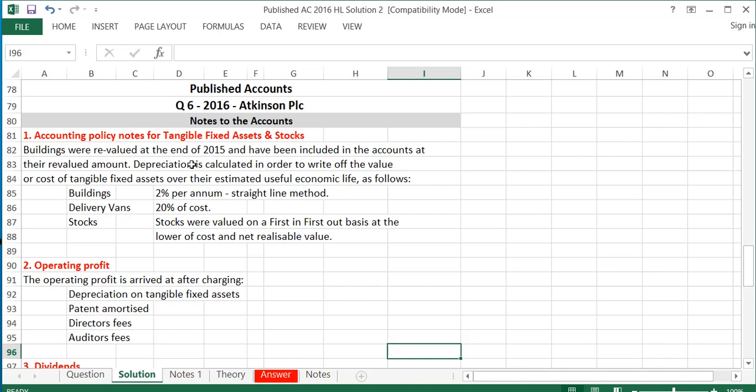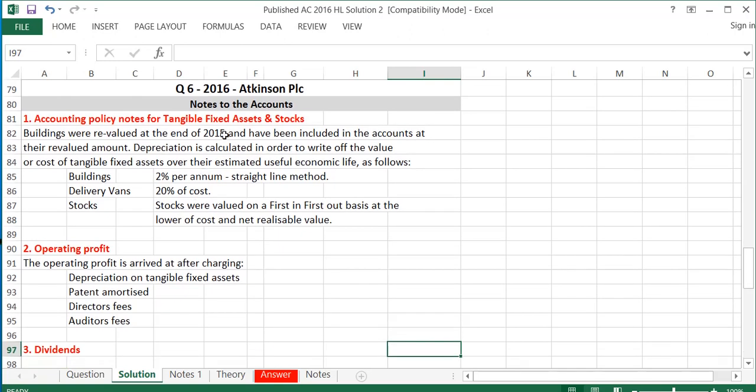So buildings were revalued at the end of 2015 have been included in the accounts at their revalued amount. Depreciation is calculated in order to write off the value or cost of tangible fixed assets over their estimated useful economic life as follows. So buildings in this question were 2% per annum straight line, delivery vans were 20% cost, and stocks were valued on a first in, first out basis at the lower of cost and net realisable value. And that will never change. The only thing that might change, the year end will obviously change and the percentages may change. Everything else will be the same.